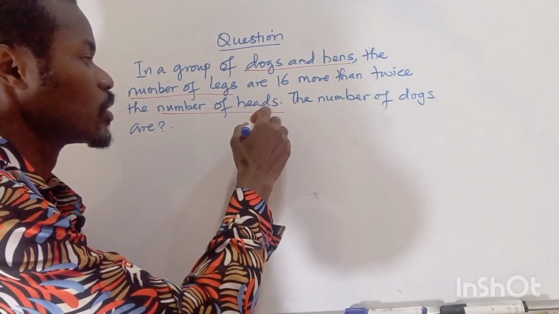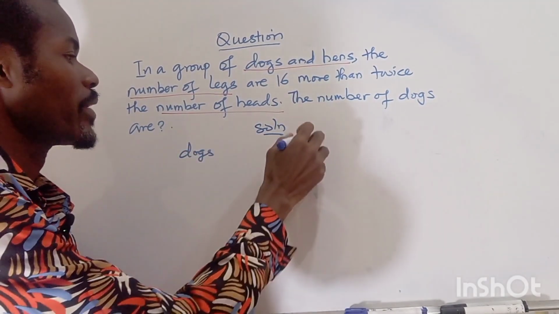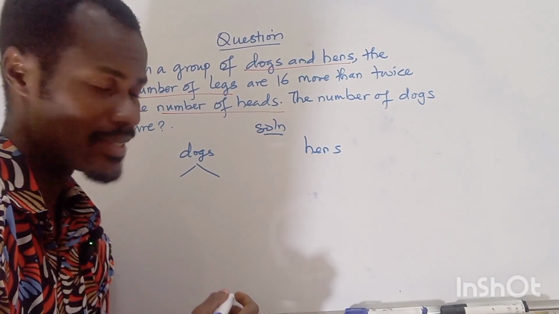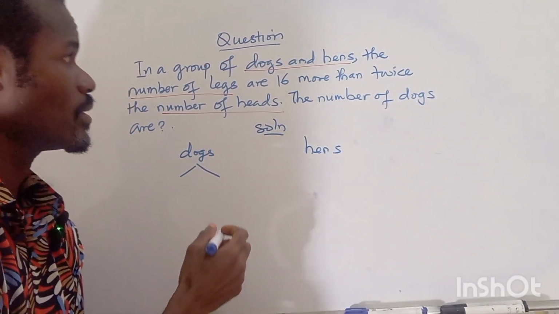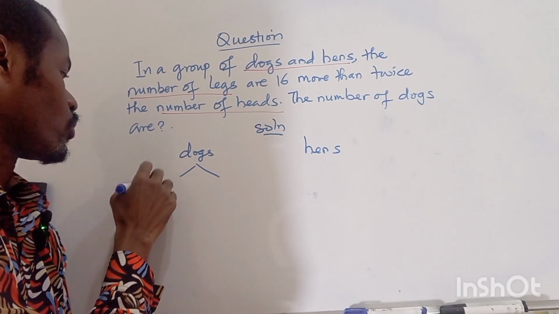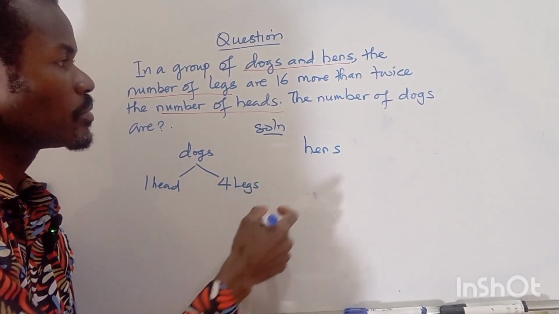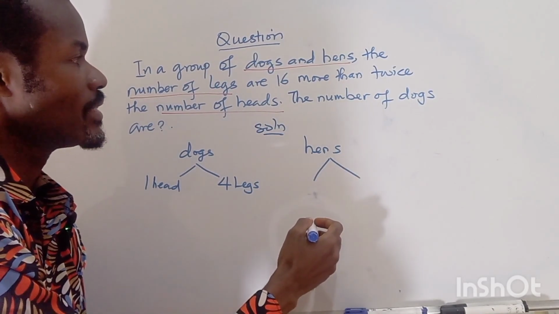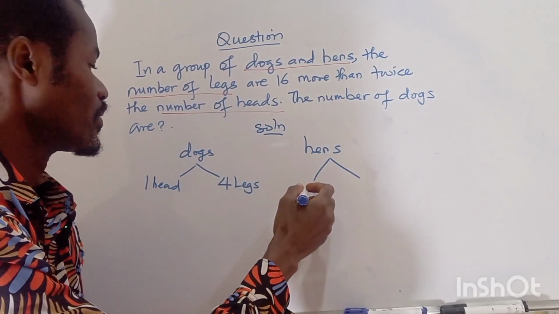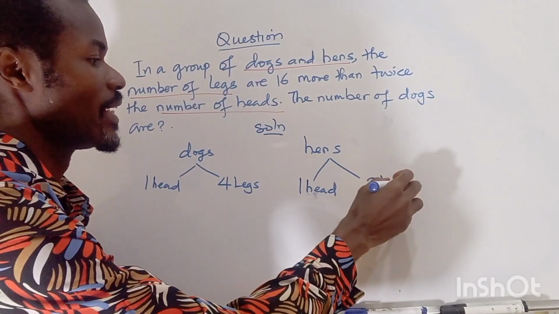Alright, so our solution to this problem. Now there are two things here: we have dogs and we have hens. Dogs have how many legs and how many heads? Because we are looking at legs and heads. Dogs have one head and four legs. For hens, we also have one head and they have two legs.